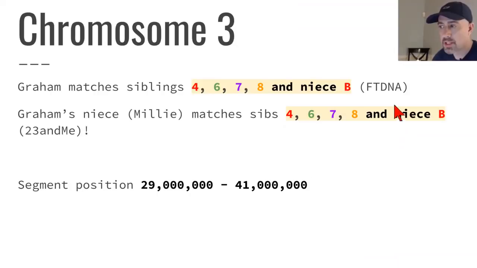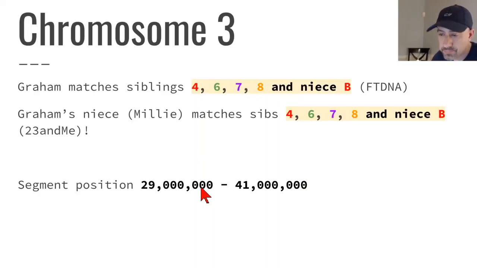So we went ahead with the information that we did have, and I found that Graham matches my siblings on chromosome 3. He matches siblings 4, 6, 7, 8, and niece B. Niece B is 4's daughter. That is according to Family Tree DNA, and this shared segment is at a position approximating 29 million to 41 million. I found that Graham's niece also matches siblings 4, 6, 7, 8, and niece B in the same location on the same chromosome.